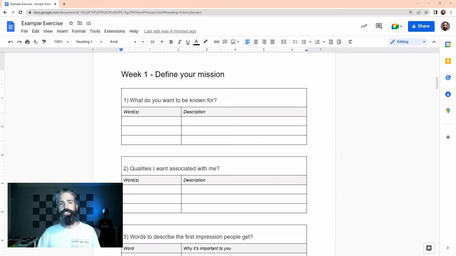So you're best to be happy with it. So the first question that you need to sit and ask yourself is, what do you want to be known for? There's 2 columns here, one for a word and one for a description. In the words column, try to keep it to a 1 to 2 word phrase. You want to be able to boil it down so that it's actionable. The description is there so that you can fill in a little bit more information for yourself, as well as expand on why that's important to you.